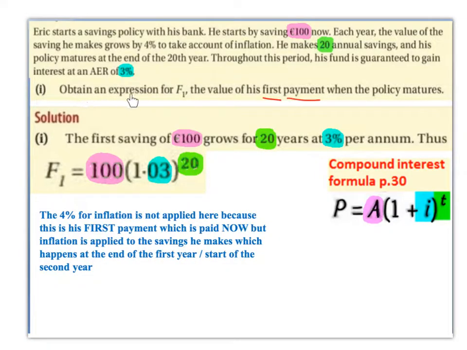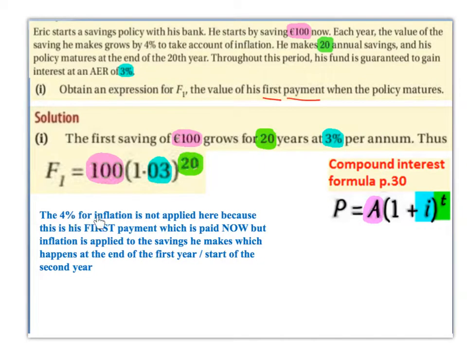Part 1. Obtain an expression for F1, the value of his first payment when the policy matures. So we're going to use the compound interest formula on page 30 of the formula book, which is P equals A times 1 plus I to the power T. The first saving of €100 grows for 20 years at 3% per annum. So we're going to swap the A for 100, the I for 0.03, and the T for 20. So F1 is equal to 100 times 1.03 to the power of 20.